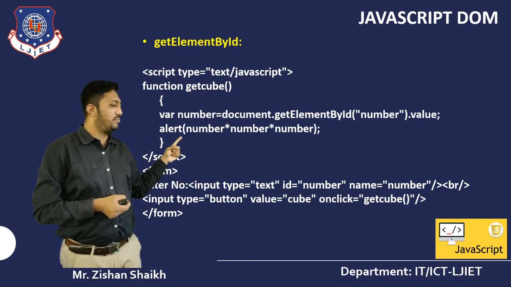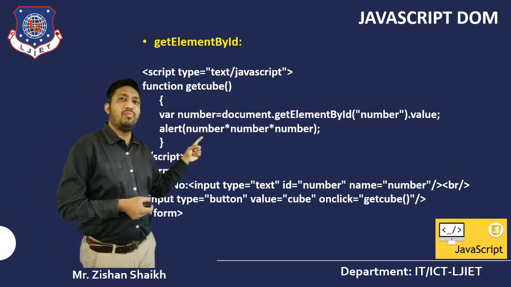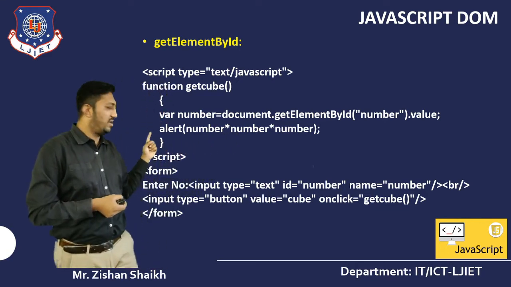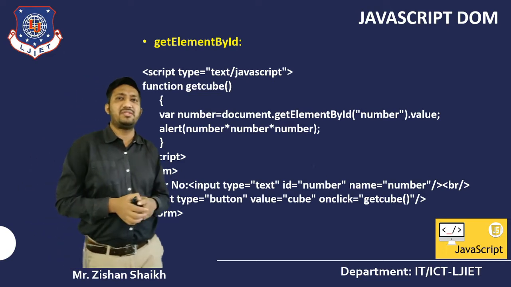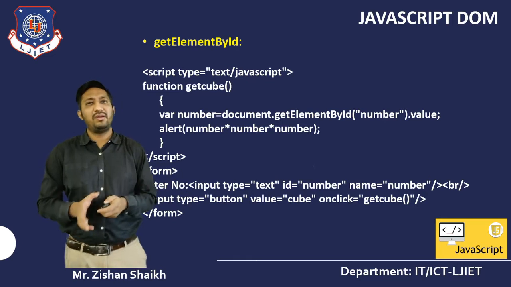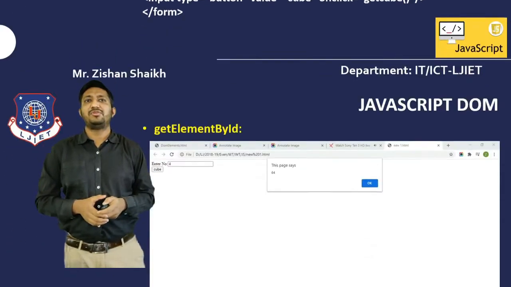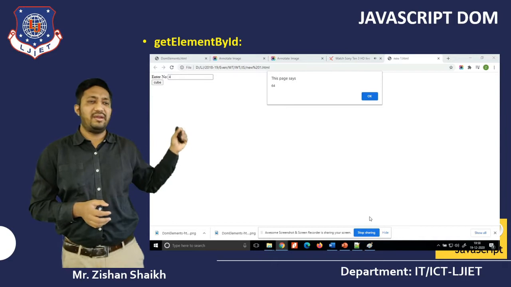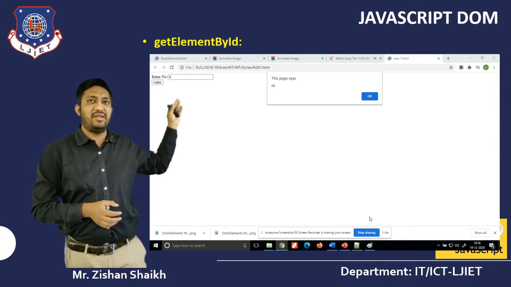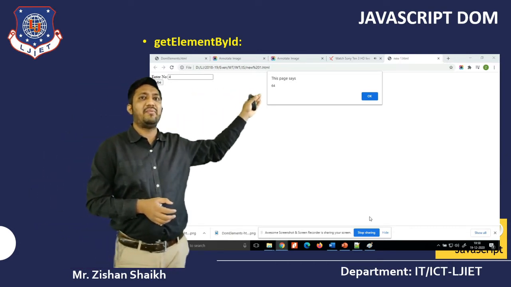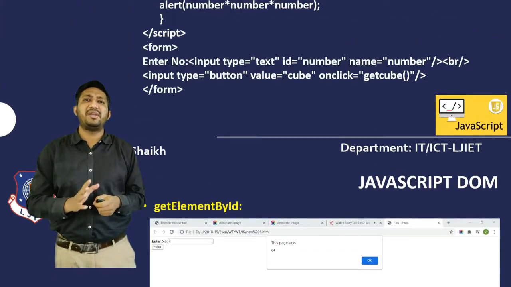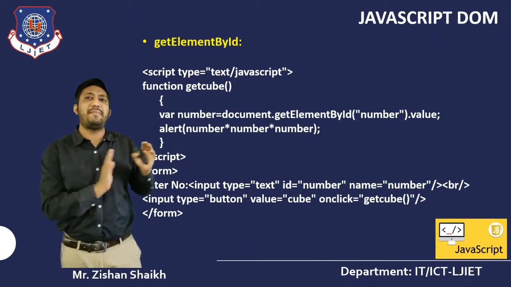And in the last step I am printing the cube by multiplying this number variable three times and putting that into the alert. So whenever we run this, in the answer I get one alert box with the cube of that user input number. So this is the example. This is the display of your output. The user enters the value, and accordingly we get one alert box. This is how we have to understand how we are using getElementById.